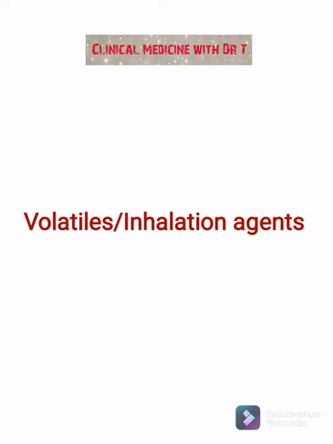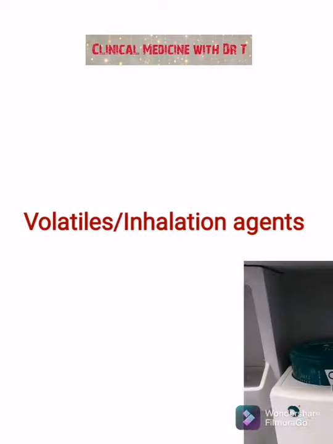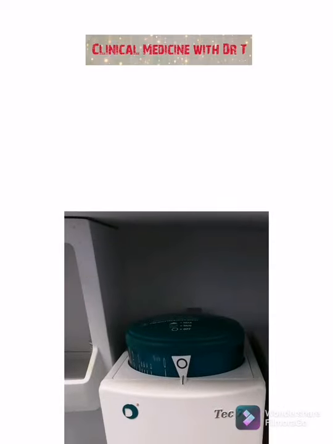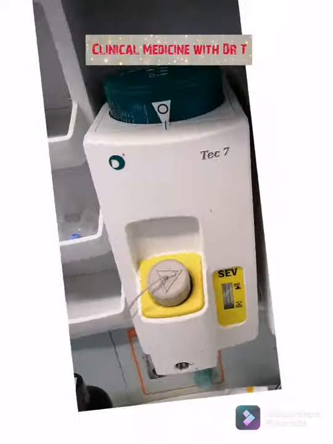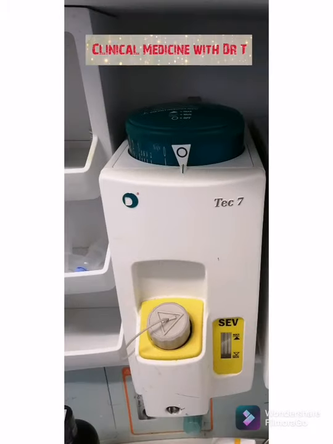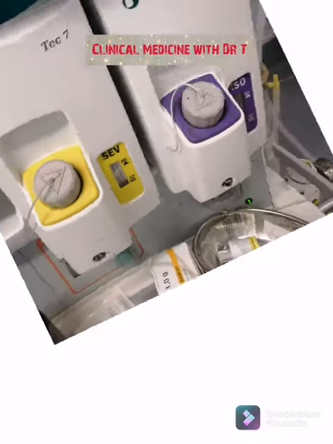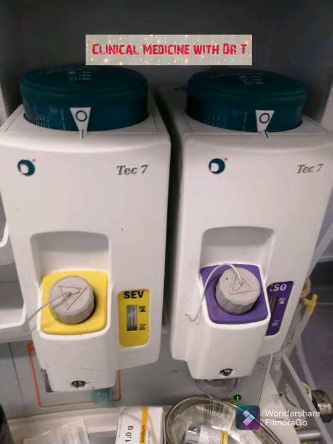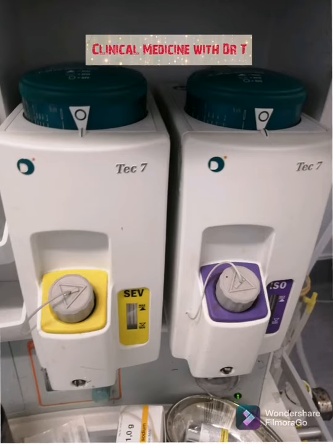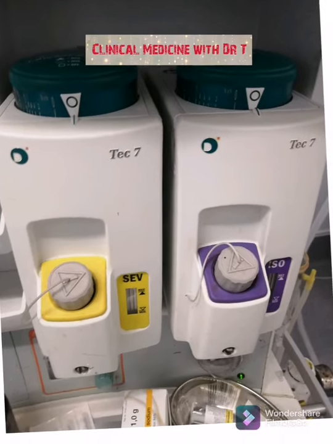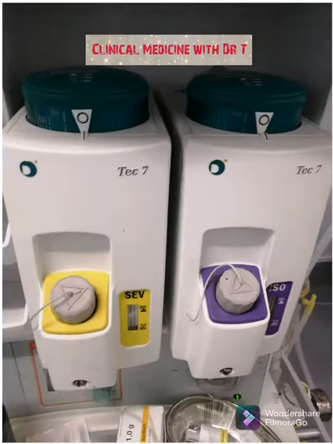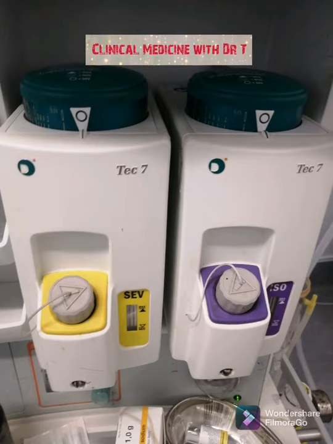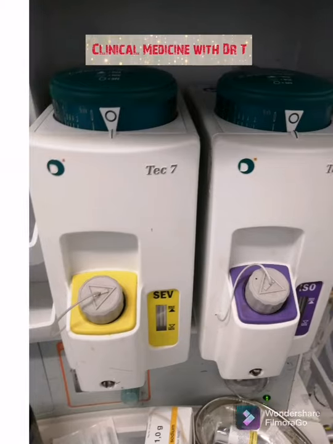To the volatiles. The volatiles, or the inhalational agents, are also color coded. Yellow is sevoflurane, purple is isoflurane, blue is desflurane. The most common agents are isoflurane and sevoflurane. That's why in most machines they only have those. You must also look at the other agents and their color codes, but they're not common. So the common ones are these two. Even desflurane is not very common.